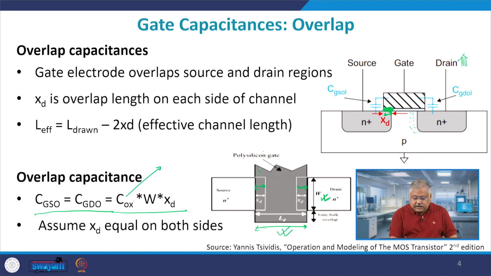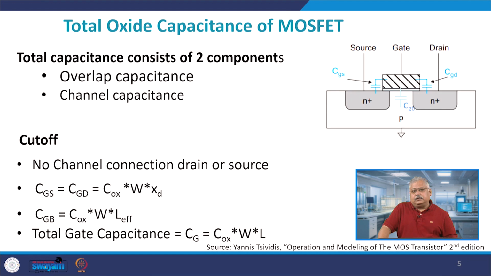This is the polysilicon gate which is overlapping between the source and drain. If I assume that the doping concentration is exactly the same, or the overlap length is exactly the same on both the source side and drain side, and XD therefore is constant, then I can safely say that the values of CGSO and CGDO will be exactly the same. It will only depend upon the value of XD, W and Cox. This is the concept of gate overlap capacitance.